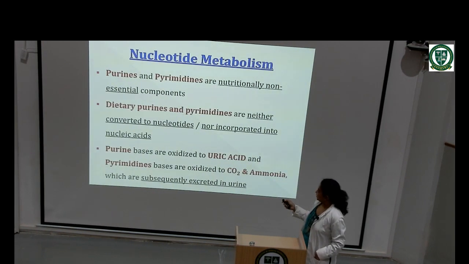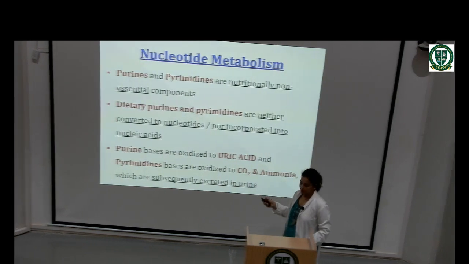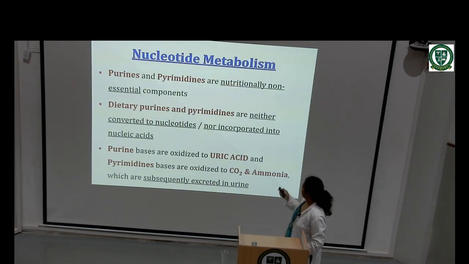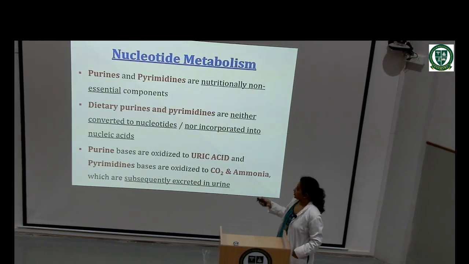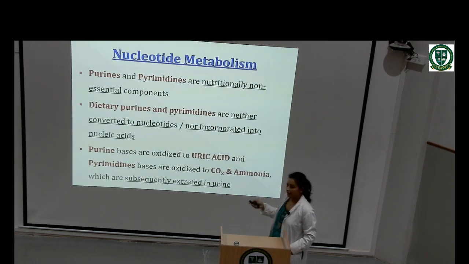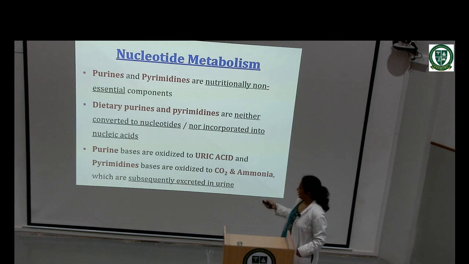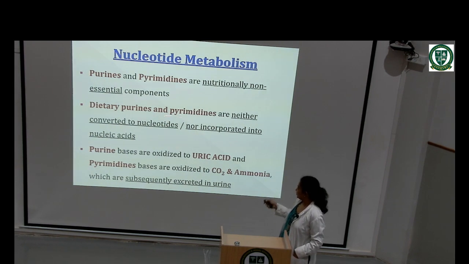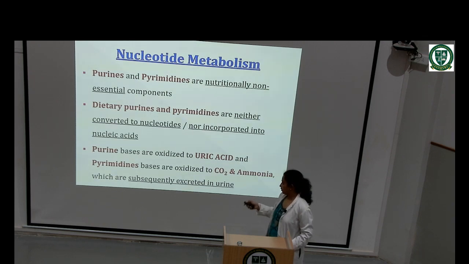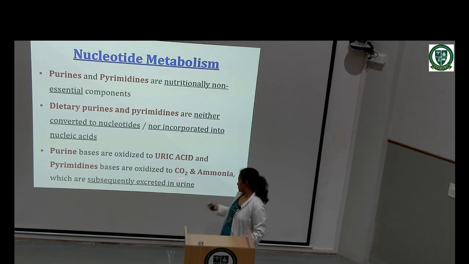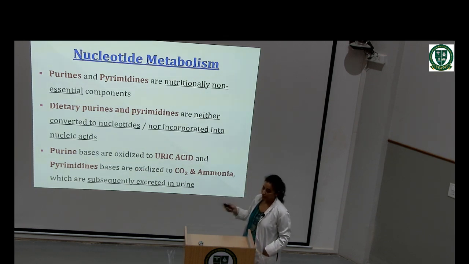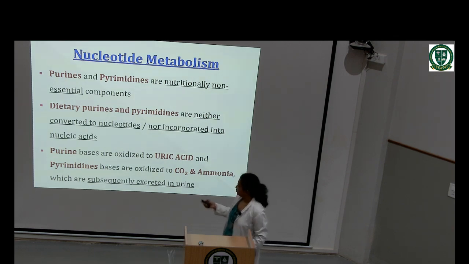So, purines and pyrimidines are the nitrogenous bases which are present in nucleic acids. These are nutritionally non-essential components, which means that they are endogenously produced using raw materials and degraded. Okay. So, dietary purines and pyrimidines are neither converted to nucleotides nor incorporated into nucleic acids. And while speaking about degradation, the purine bases are oxidized to uric acid, while the pyrimidine bases are oxidized to carbon dioxide and ammonia, which are then subsequently excreted in urine, which is a major route, and a little part of it is also excreted in stools.